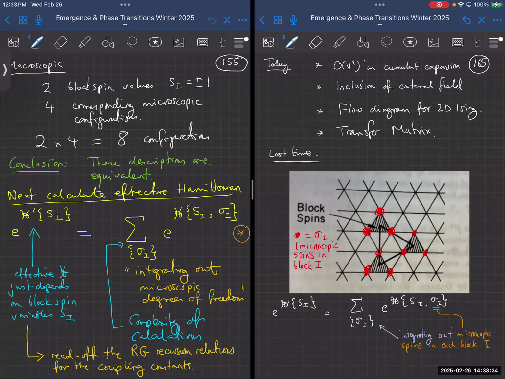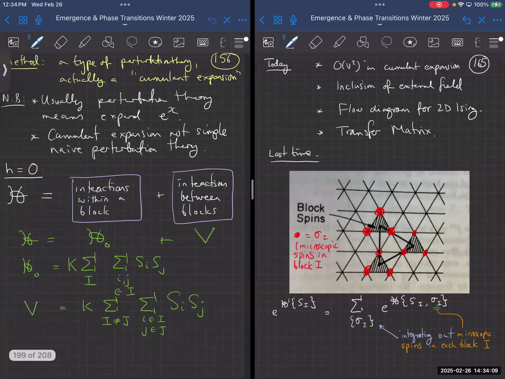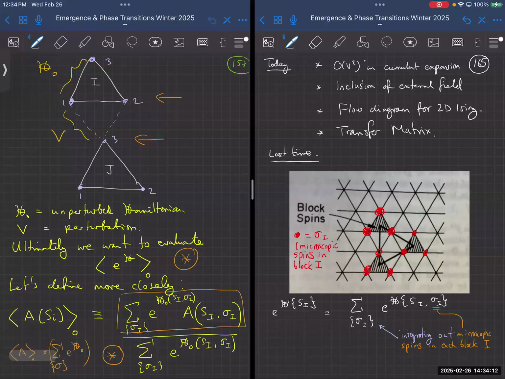That gave us a single spin variable for each block, which I called S_i, and I called the microscopic variables in each spin sigma_i, just to save writing. We integrated those out, and we derived a formula for the effective Hamiltonian on the larger lattice shown in the thick black triangle in the middle there, slightly rotated from the original lattice and with a size that is bigger by a factor of √3. And what we did was we did the cumulant expansion.